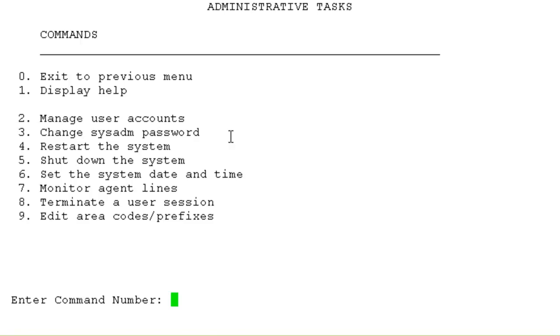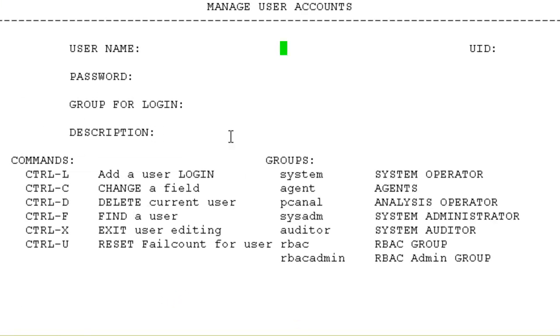Let's try some other options. I'll go back in again. The other options I have here are delete a current user or reset fail count for the user. The delete option would be used when you want to delete a particular user from the system. The reset fail count option would be used when a user has tried to log in multiple times with an incorrect password and has exceeded the value of the fail count, so his account gets locked. To reset that, you can use this particular option.